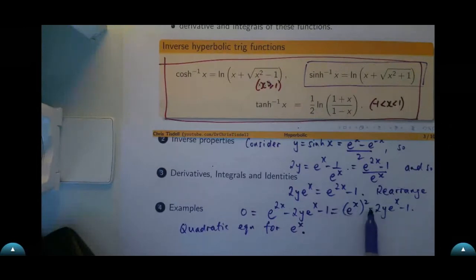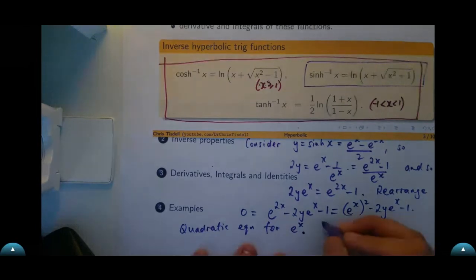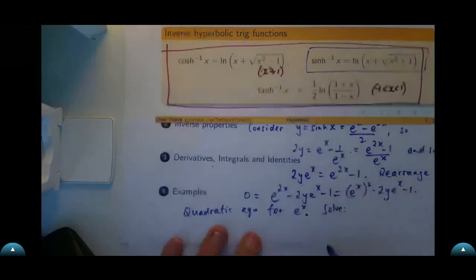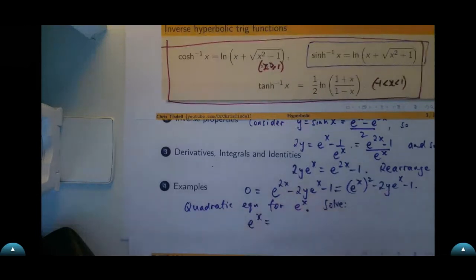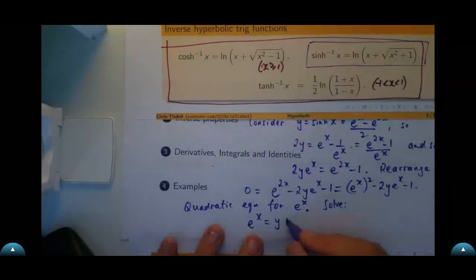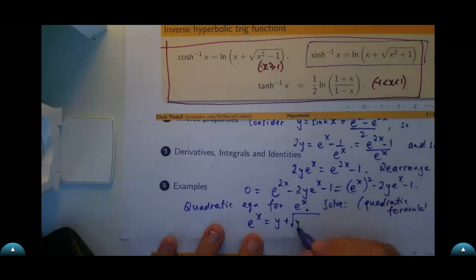Okay, a is 1, b will be -2y, and c will be -1. So if we solve it, we'll get e to the x equals y plus or minus the square root. So you're just using the quadratic formula now. Okay, so we only need the positive square root because e to the x is always positive. So you don't need to do plus or minus here.